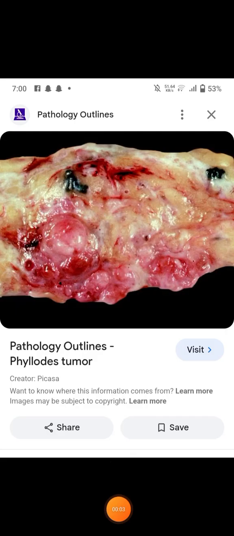Assalamu alaikum. In this video, we are going to discuss the morphology of Phyllodes tumor of breast mainly, and it is a benign tumor of breast, and it is mainly an intralobular stromal tumor.